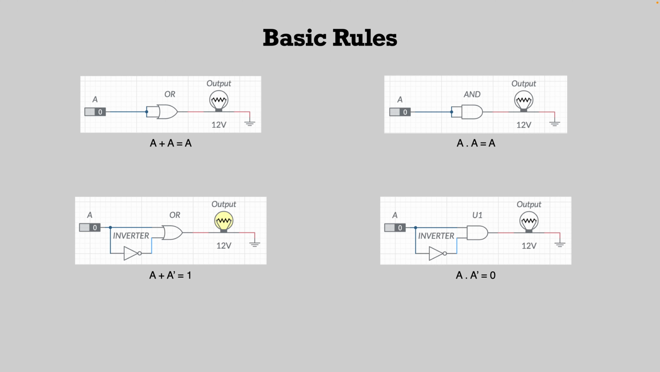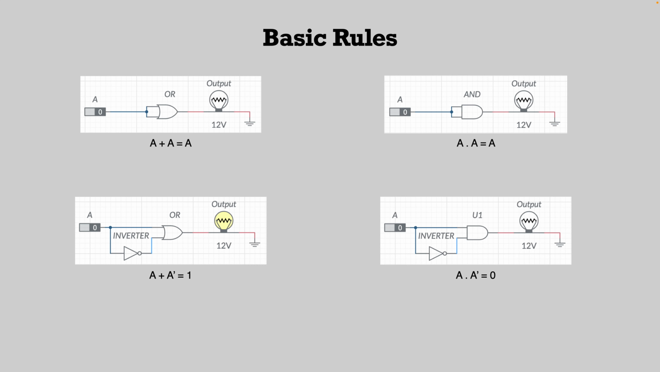We have some more basic rules here. A OR A: if you're putting the same variable into the same OR gate, the output is going to depend on A, as you can guess, because they're either both going to be 1 or both going to be 0. It's a similar case for the AND gate. They're both going to be 1 or both going to be 0. It all depends on what that variable is. And so there's a simplification there.